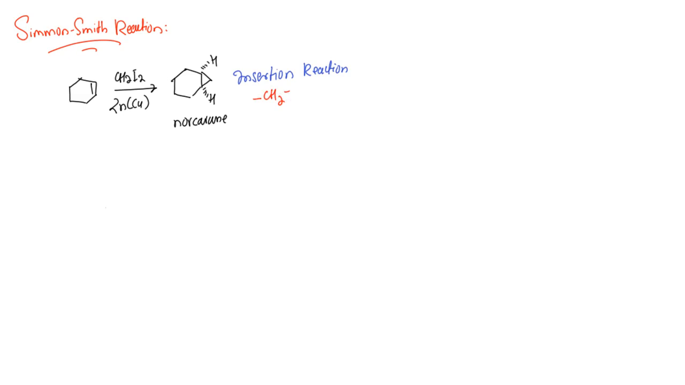Basically, when diiodomethane is reacted with the zinc-copper couple, we get an important organometallic compound which is known as Simmons-Smith reagent. This reagent is known as Simmons-Smith reagent.